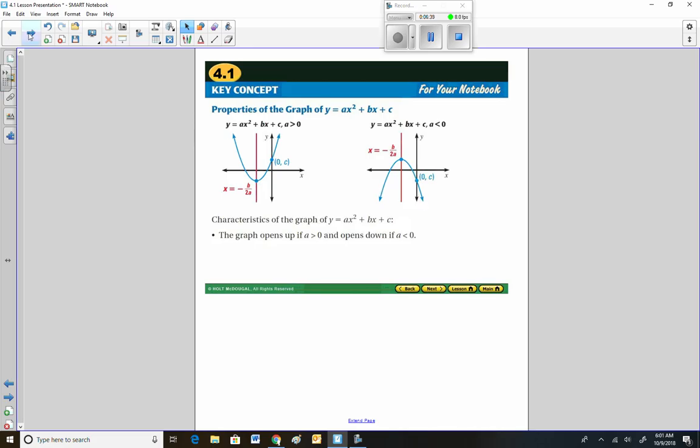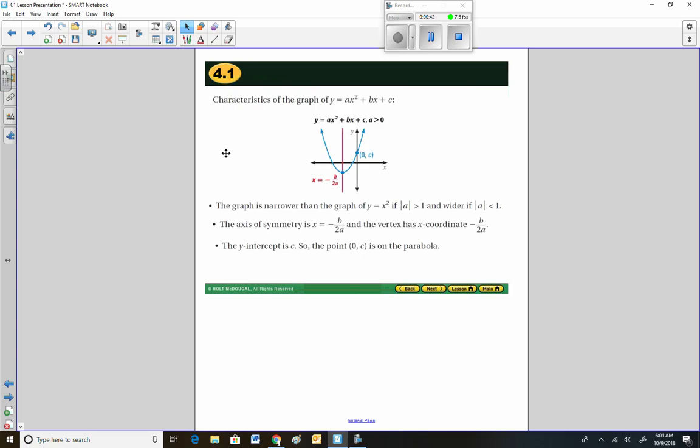All right, here we go. The graph is narrower when you have a whole number bigger than 1 for your a value. It will be wider if this is a fraction. And the vertex will be at -b/2a. That will be the x value for the vertex, and it's also the axis of symmetry. Okay? So the axis of symmetry is x equals -b/2a. The x coordinate for the vertex will always be at -b/2a. So that little formula is really important to memorize.